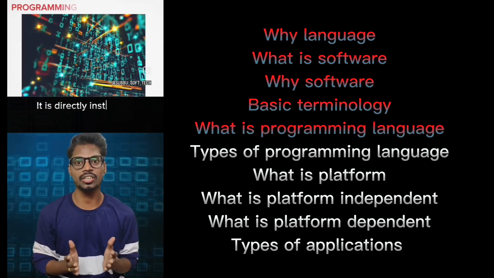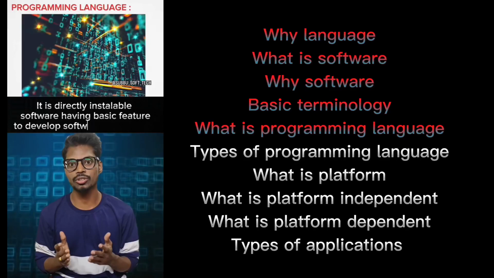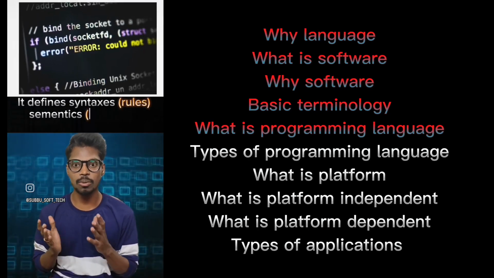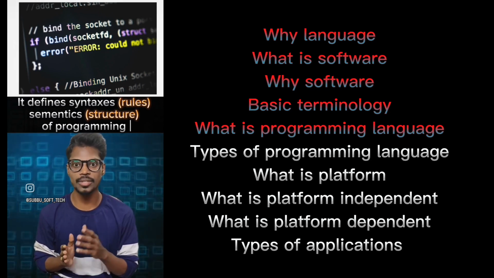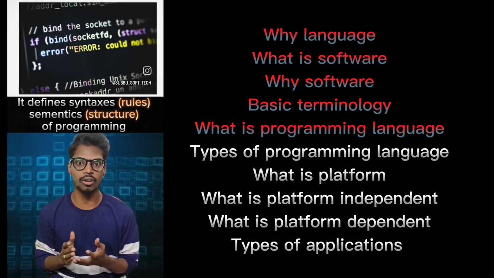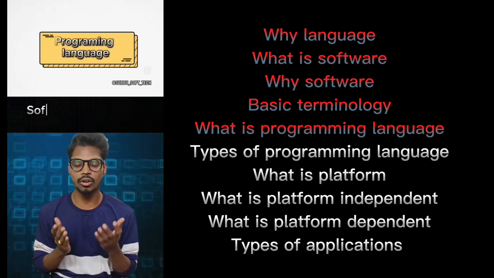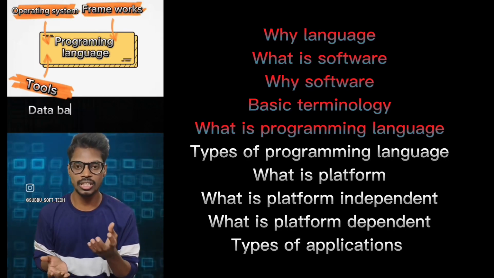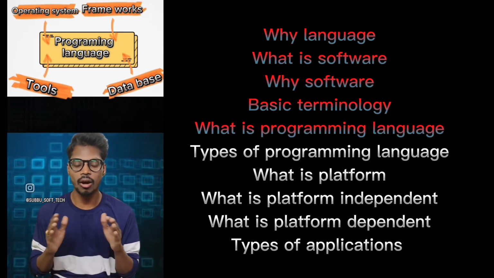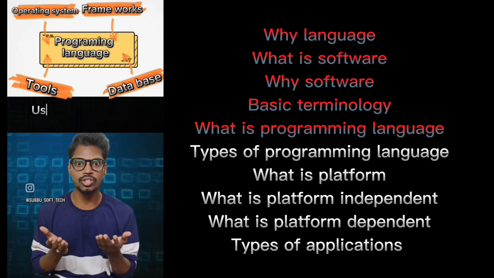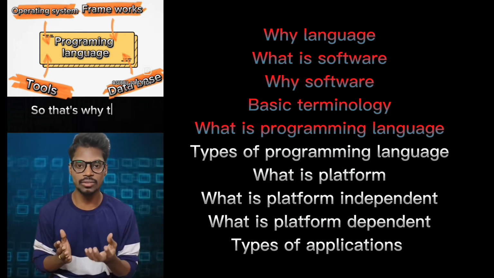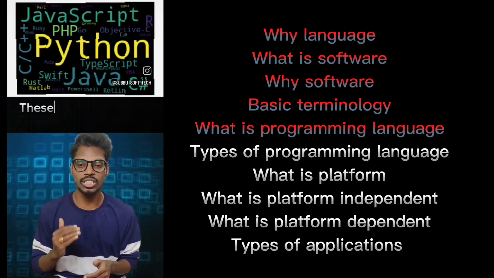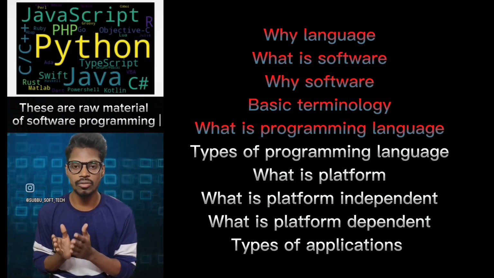In this video we will discuss what a programming language is. It is directly installable software having basic features to develop software applications, guys. It defines syntaxes and semantics of programming. If you are developing particular programs, there are rules and suggestions we have to follow. These are the ways to create software applications like operating systems, frameworks, tools, and database software applications. All these applications are developed by using programming languages only. That's why programming languages are the base to create all these types of applications. These are the raw materials of software programs, guys.